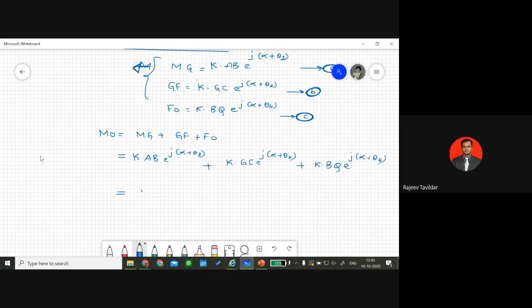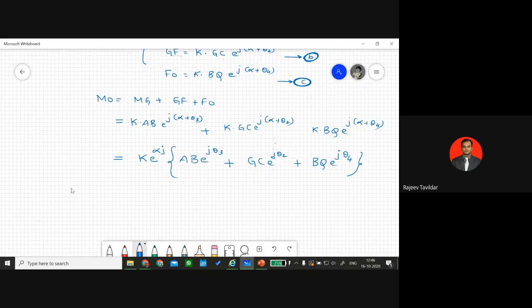Okay. So out of these equations, what I'll do is I'll take out K into e raised to alpha j as common. So what remains inside? The first term we have AB into e raised to j theta 3 plus GC into e raised to j theta 2 plus BQ into e raised to j theta 4. Yeah, I hope this step is clear.